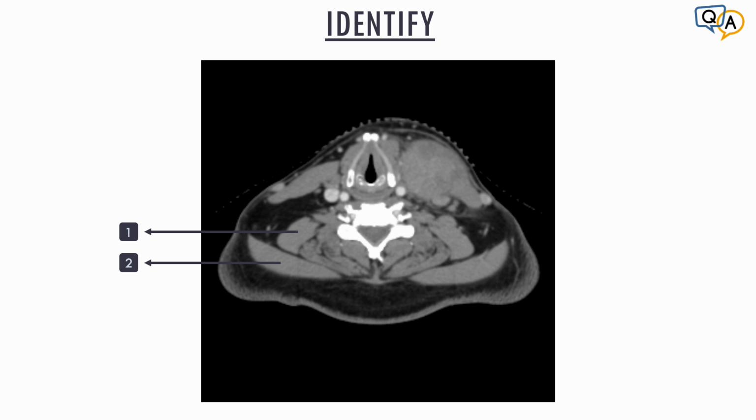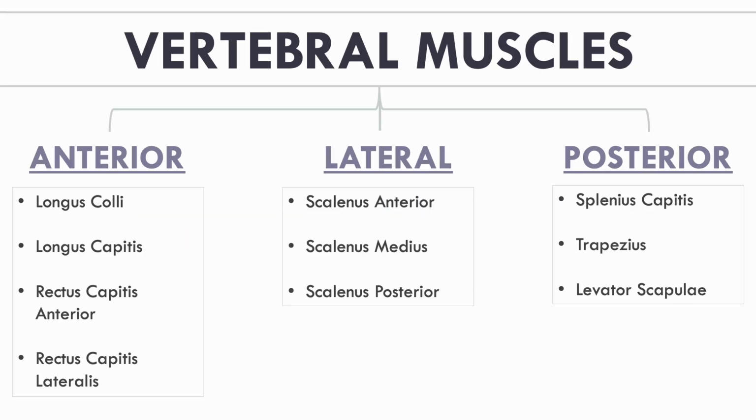So coming to the vertebral muscles, please try and identify these two muscles. So number one here is the levator scapulae, and number two is trapezius. So the vertebral muscles can be considered in three groups: the anterior, lateral, and posterior. As the name suggests, very broadly speaking, these muscles lie anterior, lateral, or posterior to the cervical vertebrae.